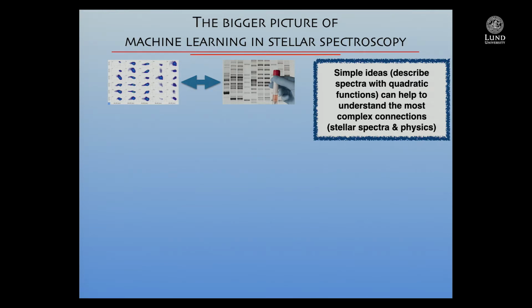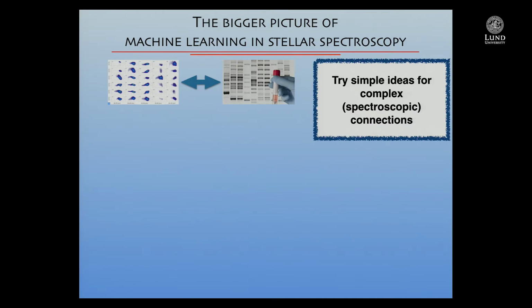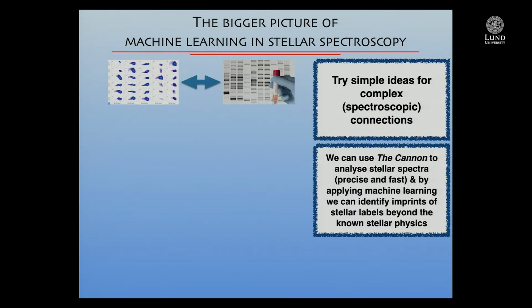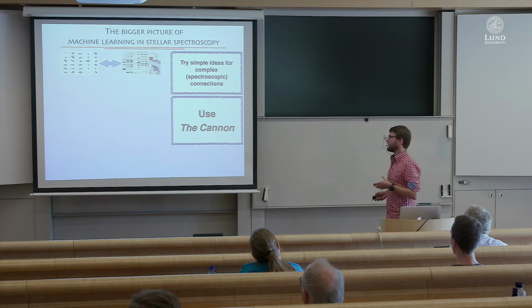But what you should take away from this talk is that simple ideas, for example, describing spectra with quadratic functions, can help to understand even the most complex connections. Just try simple ideas, maybe it might work and you learn a lot about stellar physics. The other thing is we can use the Canon to analyze spectra both precisely and fast, and we can apply machine learning and identify imprints of stellar labels. Or for all the spectroscopists in the room, the takeaway should be: use the Canon.